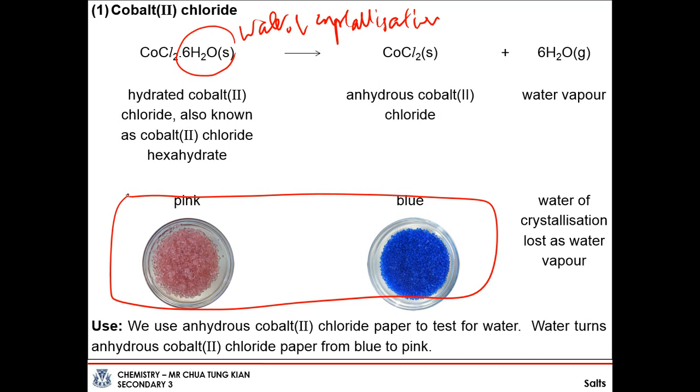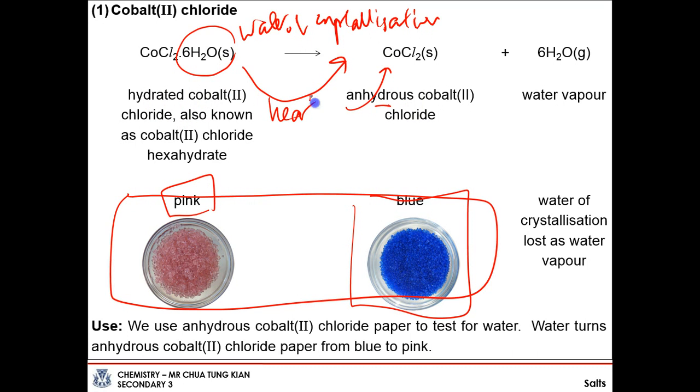When it is fresh from the box, it is usually blue in color, and as the water is absorbed by cobalt(II) chloride, anhydrous cobalt(II) chloride, it turns pink in color. So when it turns pink, you know that all the anhydrous cobalt(II) chloride has been used up, so you need to regenerate it by heating it.